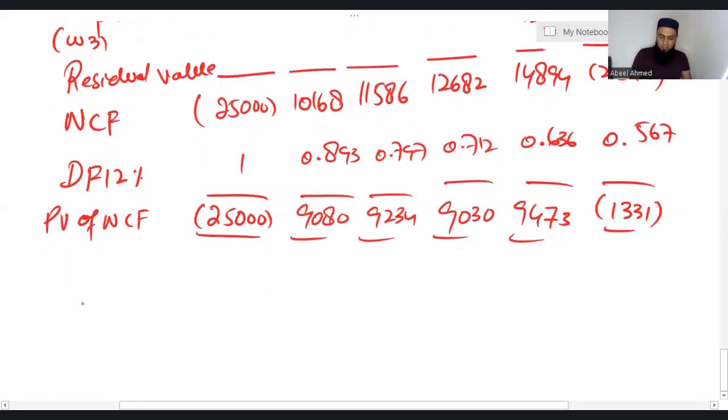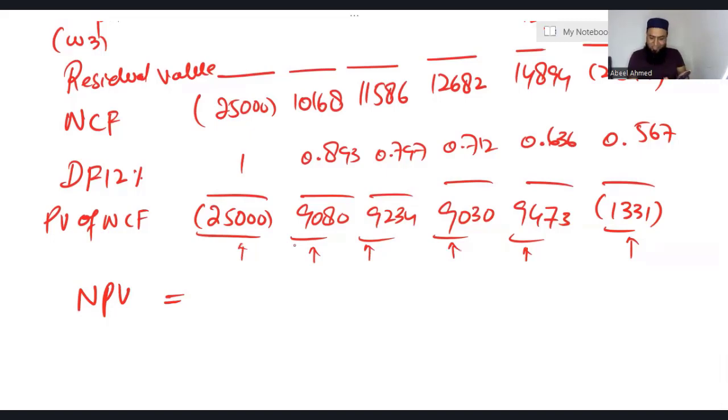Now very easily we can calculate NPV, net present value. Simply you need to add all these values and deduct the last and the first because they are negative. So let me use the calculator. Minus 25,000 plus 9080 plus 9234 plus 9030 plus 9473 minus 1331. I'm getting a positive answer, 10,486. Since the NPV is positive, this project is financially acceptable because it will increase the wealth of the shareholders.